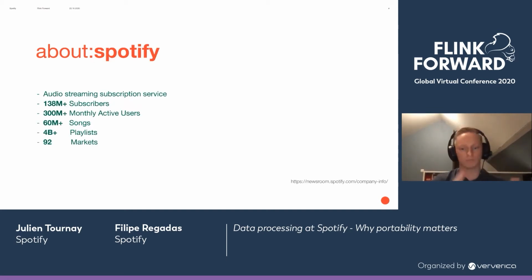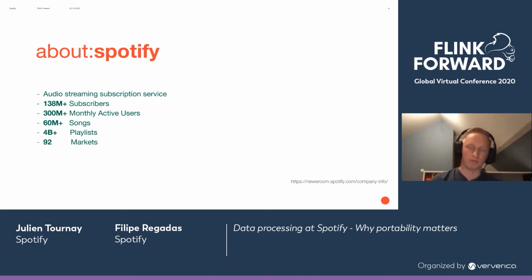Before we start the talk, I want to give you a rough idea about how big Spotify is in terms of the data that we process. So in case you don't know it, Spotify is an audio streaming subscription service. I'm pretty sure most of you know it.